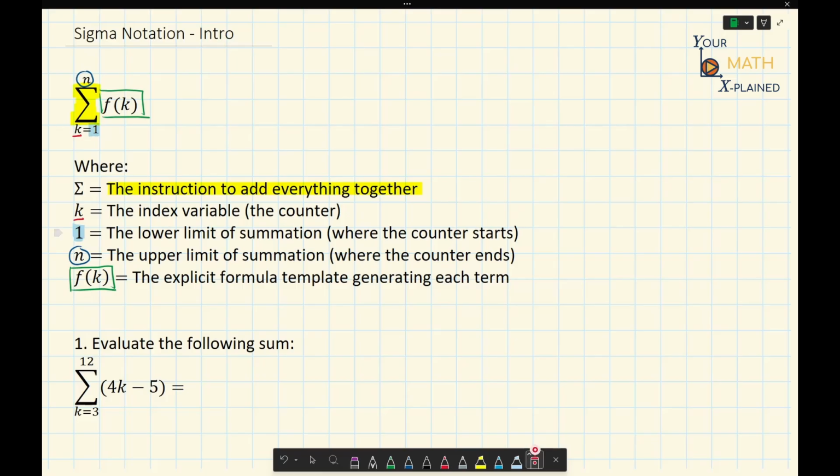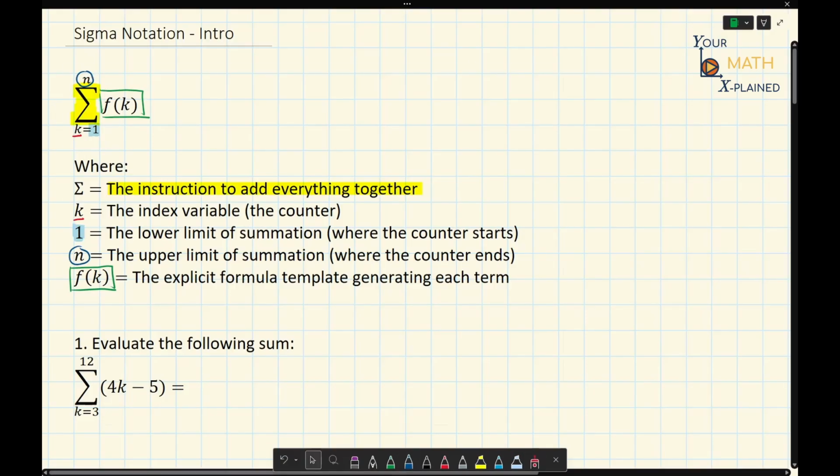So how it works is you start at the lower limit of your summation. So in this case, we start at 1. We're going to substitute 1 as our value for k into our function f. And then the counter increases by 1, so meaning k is now going to be 2. And we substitute 2 as the value for k into our function f. And we keep doing that until we hit our upper limit of summation, which is n. And once we've substituted n into our function, that's where we stop. And the sigma notation here tells us to add up all of those terms.